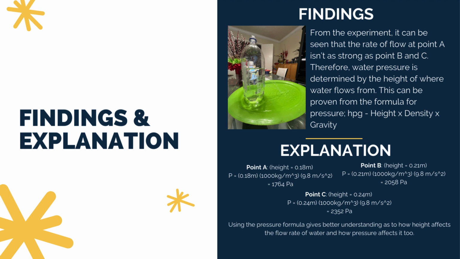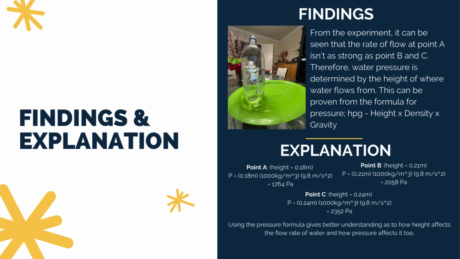Explanation. At point A, the height is 0.18 meters. Therefore, pressure is 1,764 pascals. At point B, the height is 0.21 meters. Therefore, pressure is 2,058 pascals. And at point C, the height is 0.24 meters. Therefore, pressure is 2,352 pascals.